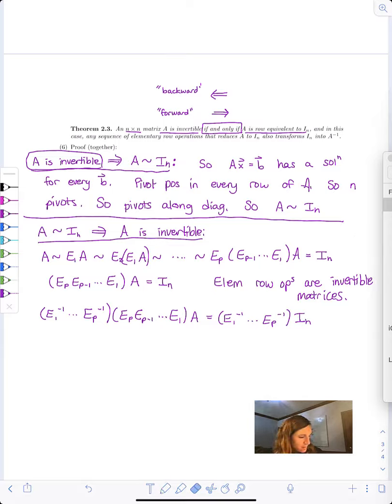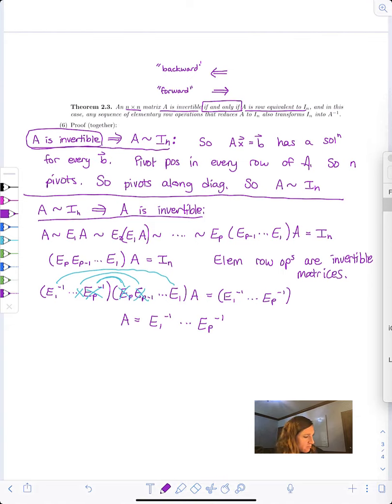And by the way, multiplying by the identity is just giving back your matrix. And if you look here, what's happening is this EP inverse and this EP are going to cancel each other out. And then this EP minus 1 will cancel out with the EP minus 1 inverse all the way through to the E1 inverse. So what you're going to end up with is that A, in fact, equals E1 inverse through EP inverse. And we'll see later, or maybe we see in this section, if you do the reading carefully, that the product of invertible matrices is invertible.